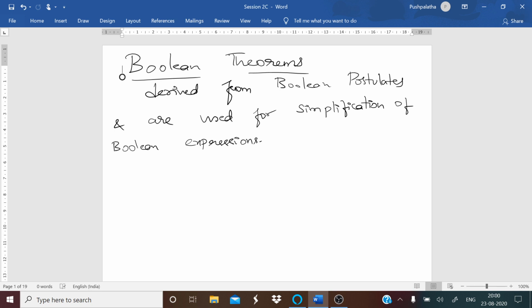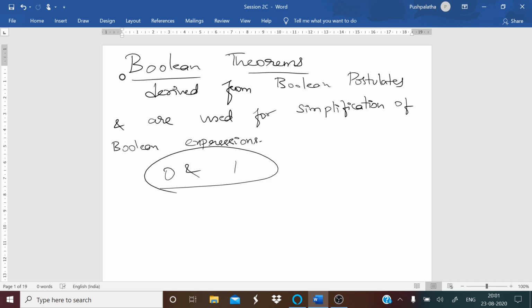It's very easy to prove. We prove the theorems by substituting all the possible values. When we are saying all the possible values, we are considering only zeros and ones, that is the binary values for the Boolean variables. This method of proof is known as proof by perfect induction.